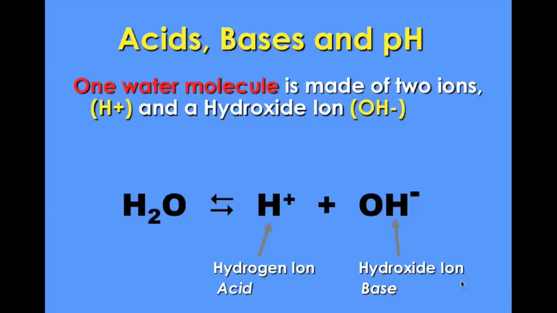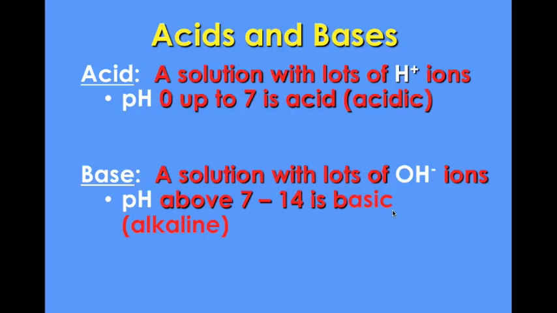Acids, bases, and pH. One water molecule is made up of two ions, a positive hydrogen ion and a hydroxide ion, which is OH, and that is a negative. So we have H2O yields a hydrogen ion, which is an acid, and a hydroxide ion, which is a base. An acid is a solution with lots of hydrogen ions, so the pH 0 up to 7 is acidic. A base is a solution with lots of hydroxide ions, so the pH above 7 through 14 is basic or alkaline.